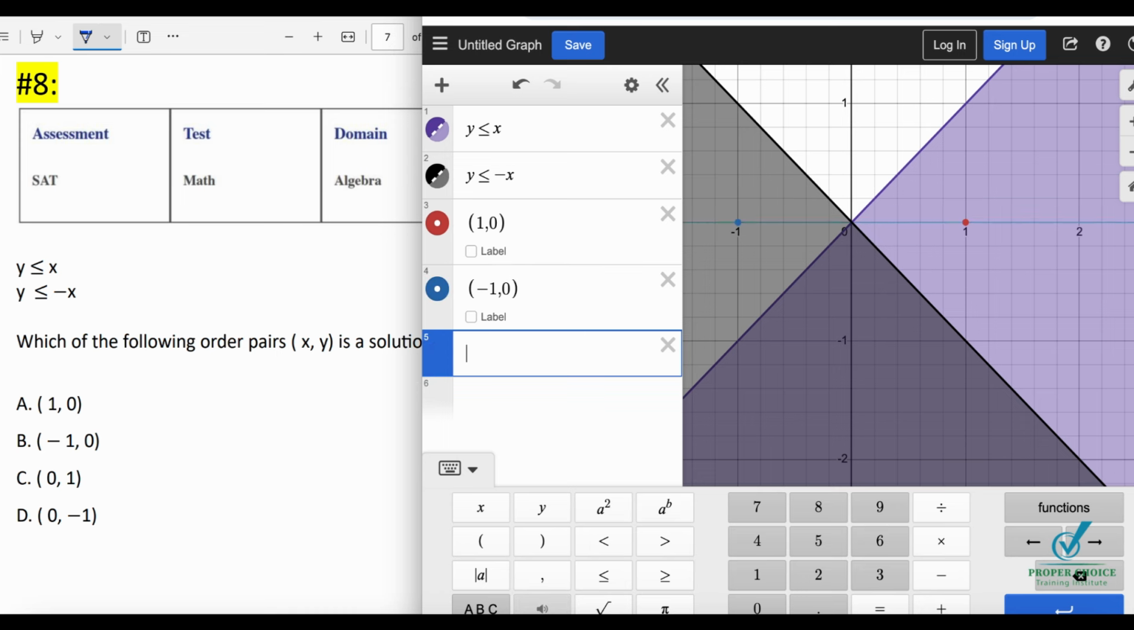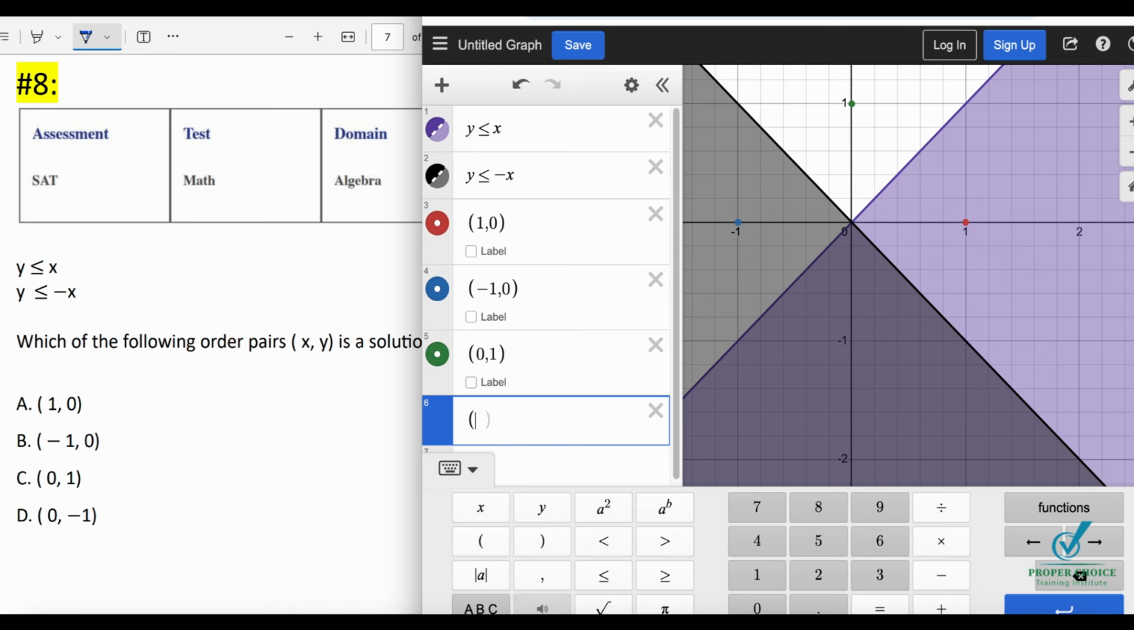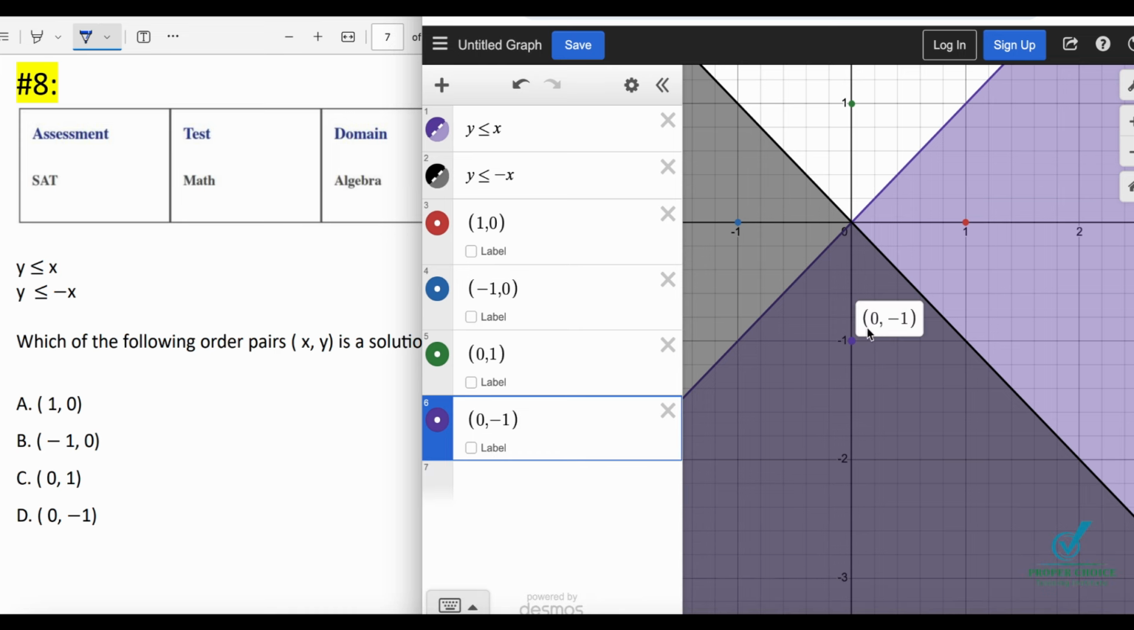Enter. The third option is 0, 1, the point showing somewhere over here. This is also not true. Then the only option left is D. So how is it going to be? You can see that 0, -1. Where that 0, -1 is, you can see this point is lying in the common region of both. So this point will be a solution.